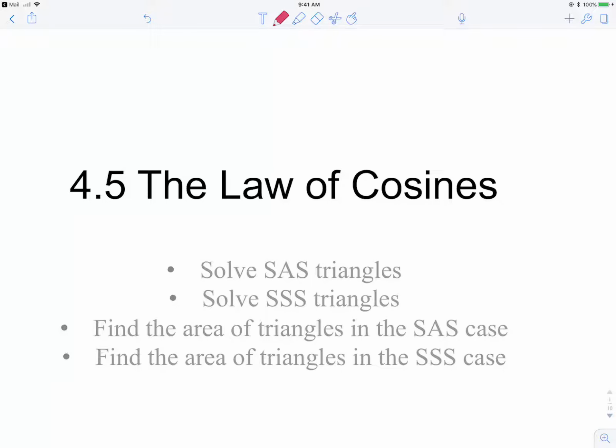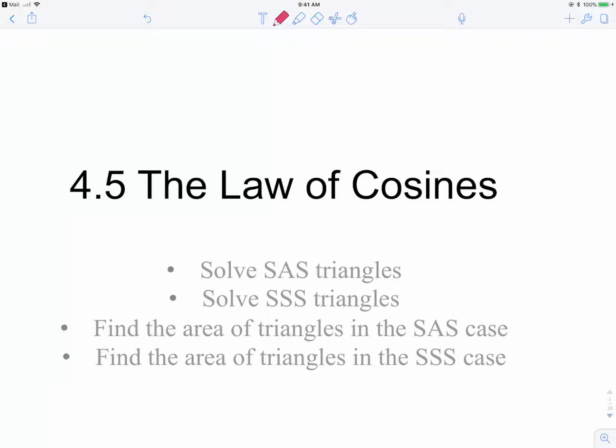Hi there. So we are continuing in section 4.5 to solve triangles, meaning solving for the unknown sides and angles of a triangle. We are using the law of cosines to solve a triangle when we are given a side angle side or all three sides of the triangle. And we're also going to be finding the area of triangles.